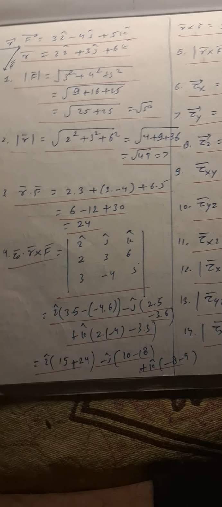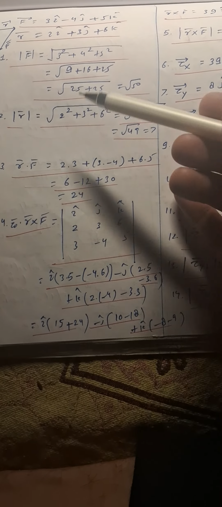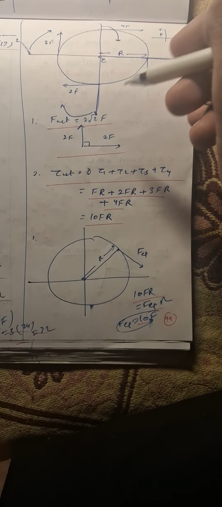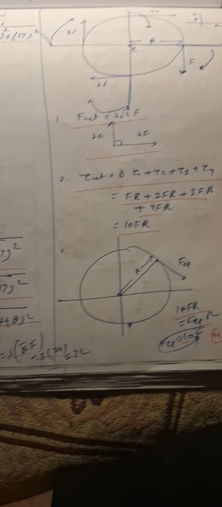Then we have another question on position vector and force, calculation of various parameters. And here is calculation of r cross F, which is also equal to torque. Torque about different axis, magnitudes in different planes. Then numerical problem based on torque and equivalent force.